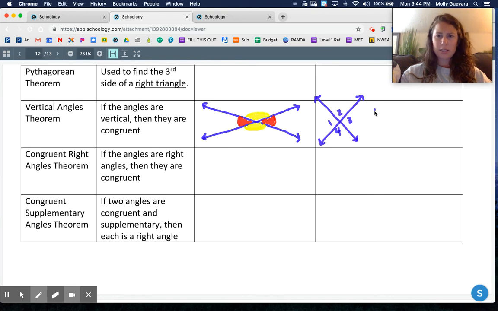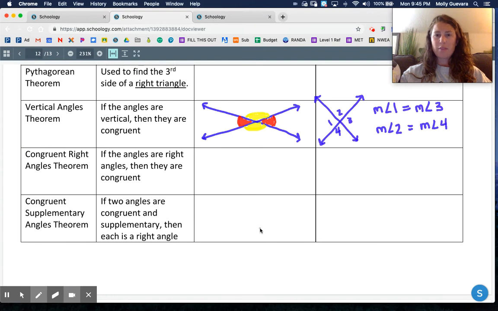Okay, so we can say that the measure of angle 1 is congruent to, actually, sorry, because we're using angle measure, we don't need the congruent. So the measure of angle 1 is equal to the measure of angle, and then what angle is across from 1? It's 3. And then also we can say that the measure of angle 2 is equal to the measure of angle across from 2, which is 4. Okay, so that's vertical angles theorem. We use that a lot.